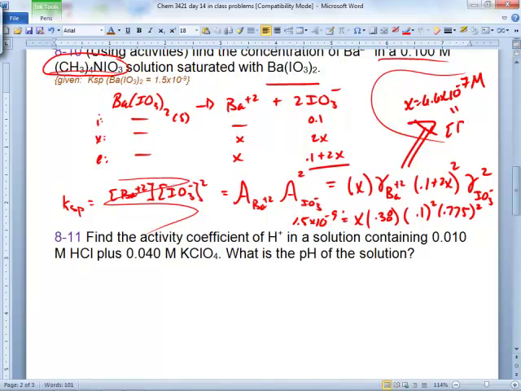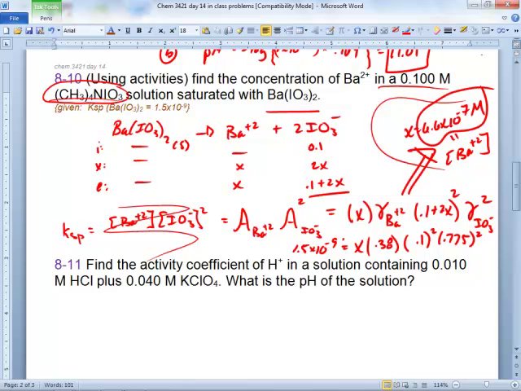And that is my concentration of barium, according to my table. See, so we didn't need him. We didn't need him when we were calculating the ionic strength, because he's extremely small. So you see the game plan?